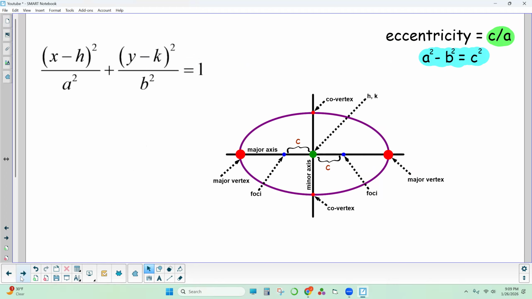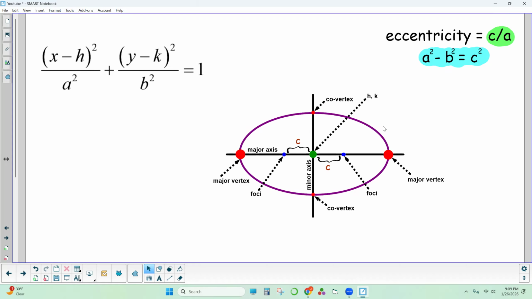Okay, so first thing I'd like to go over is what the form of the equation looks like, and the actual ellipse, and let's label the parts. So this equation happens to be a horizontal ellipse. And the way we know that by looking at the equation is that a squared is with your x term. Okay? So if a squared is with your x term, then it is horizontal. If a squared is with your y term, then it is vertical.